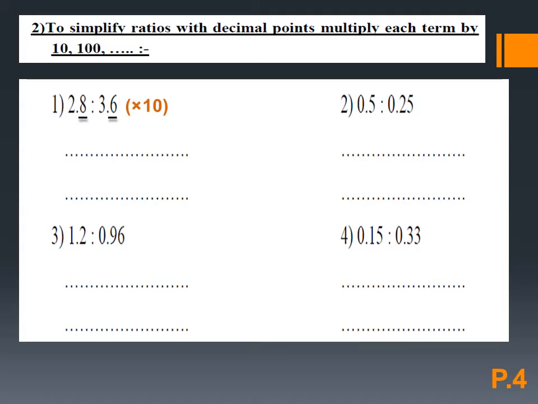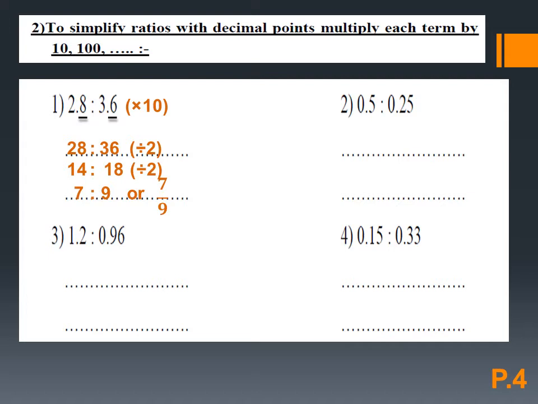2.8 times 10 equals 28. 3.62 times 10 equals 36. We get the ratio between whole numbers, and now we start to simplify the ratio. Here we have even numbers. We check to divide by 2 or 4 or 6 or 8 and so on. Here we divided by 2: 28 divided by 2 equals 14, 36 divided by 2 equals 18. We get even numbers again, divided again by 2: 14 divided by 2 equals 7, and 18 divided by 2 equals 9. And this is the simplest form, 7 over 9, or 7 to 9.